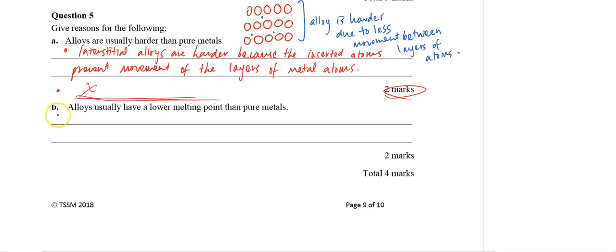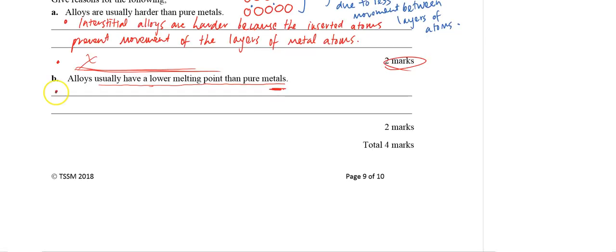All right. Question B. Alloys usually have a lower melting point than pure metals. Now, where we would get a measure of the melting point from: melting point relates to the strength between the metal atoms. Sorry, I'm going to write here, strength of the metallic bond.